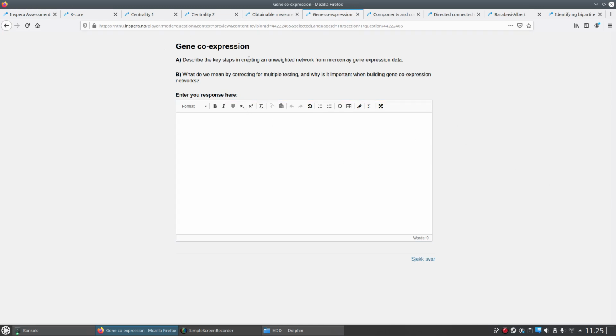Okay, on to the next question. So on the topic of gene co-expression, what are the steps in creating an unweighted network from microarray gene expression data?